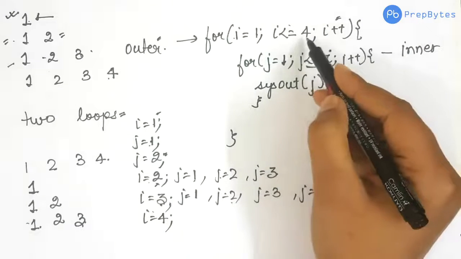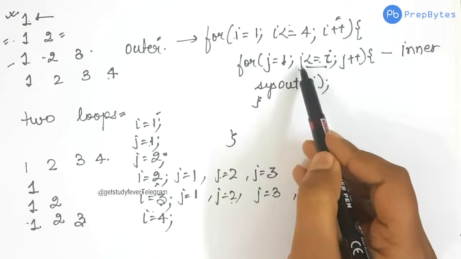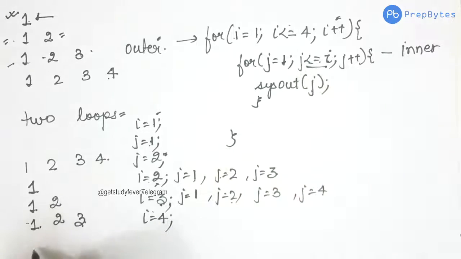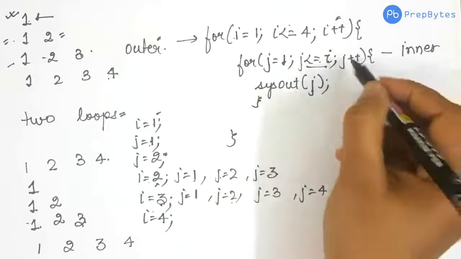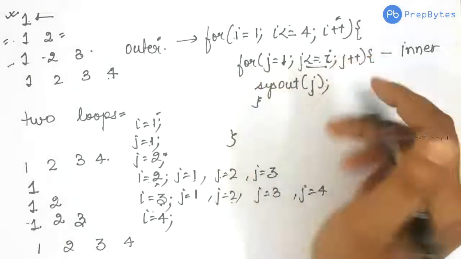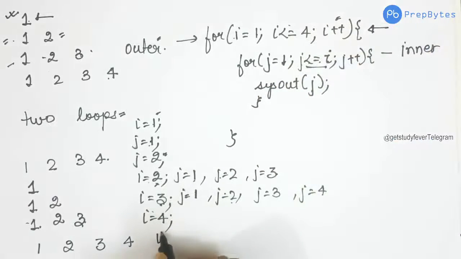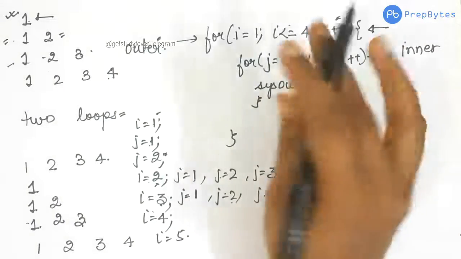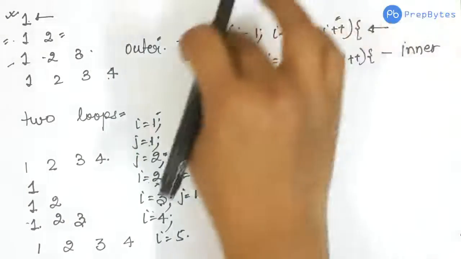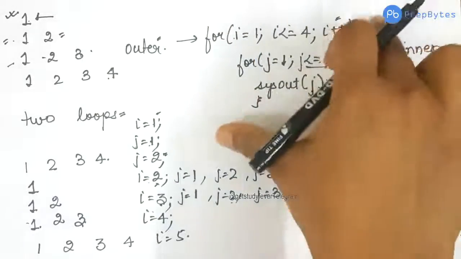Now when my i becomes 4, we come back here. This loop will be running from 1 to 4. Then again 1, 2, 3, 4 gets printed. After j becomes 5, this loop is terminated. We come back to the outer loop. Now the value of i has become 5. Is 5 less than or equal to 4? No. So as soon as this condition becomes false, we come out of the complete loop.